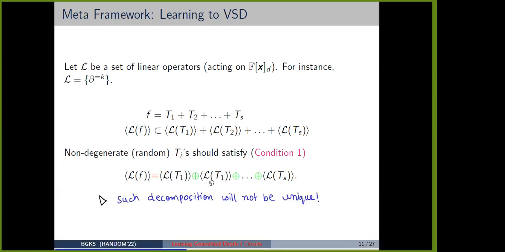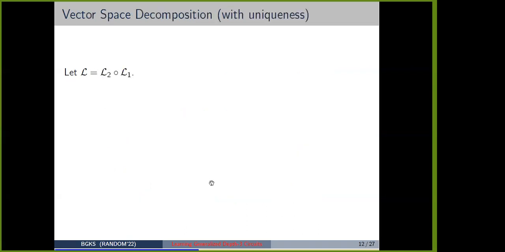Note that such decomposition might not be unique, because there are lots of ways of decomposing a vector space as a direct sum of smaller vector spaces. So to make it unique, so that we can extract the information of the TIs from them, we have to do something else. To do that, instead of looking at a set of linear operators, we look at linear operators which are a composition of two linear operators.